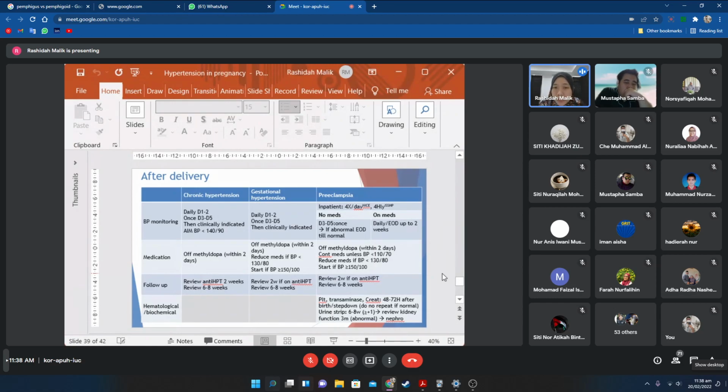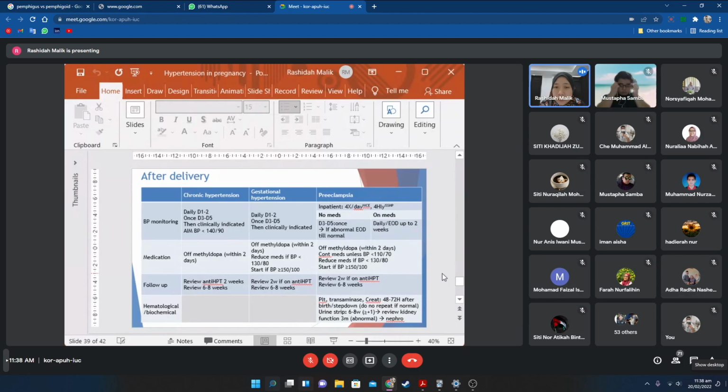Let's say the patient is on labetalol 200 and the BP is less than 130/80, you might want to consider reducing the dose. But that also depends on how the BP is monitored in the ward. So when do you want to actually stop? It is not recommended to abruptly stop the medication. That's why you need to review the patient.